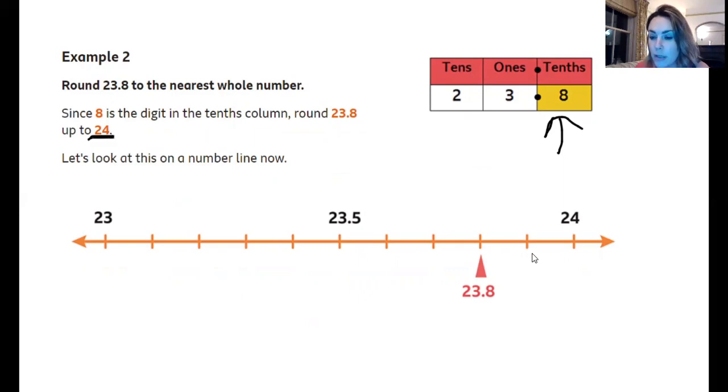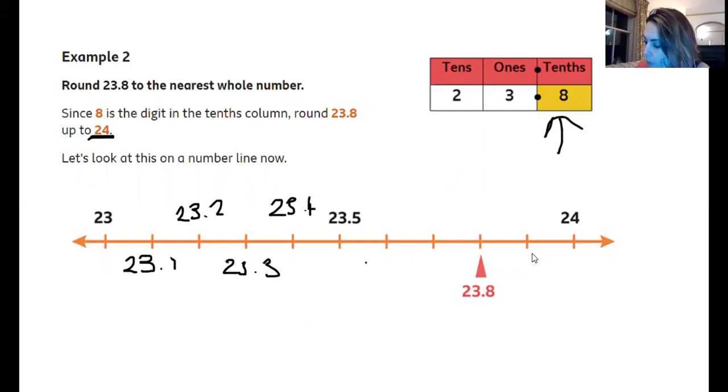So let's have a look and see what that looks like on a number line. So we've got 23. Let's remind ourselves of what decimal points look like on a number line. So I have 23.1, 23.2, 23.3, 23.4. We've got 23.5, halfway between. 23.6, 23.7, 23.8, and 23.9, and then 24.